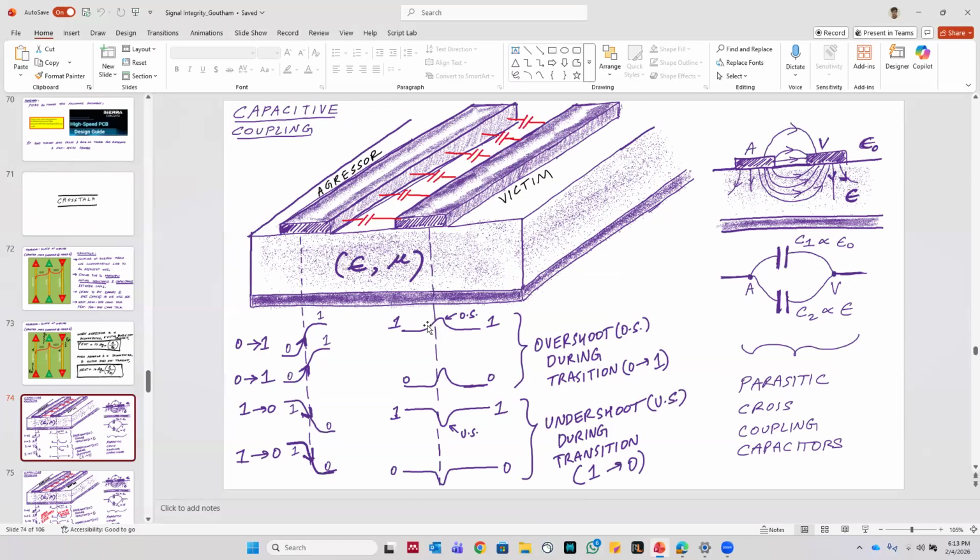Imagine the victim was high, so it was at 1. Then when the aggressor suddenly goes from 0 to 1, because this capacitor likes to keep the voltage across it constant, it will end up pushing this terminal here also high. So this terminal goes up. There's a little overshoot, but this overshoot is also transitory, right? Because this coupling really depends on frequency, so it only happens when there's a transition. And then once the aggressor settles, this also settles back to its original value. That's why you see this fluctuation go up and then decay and come back down.